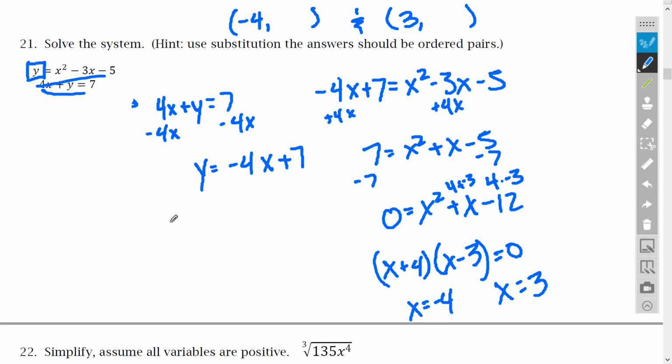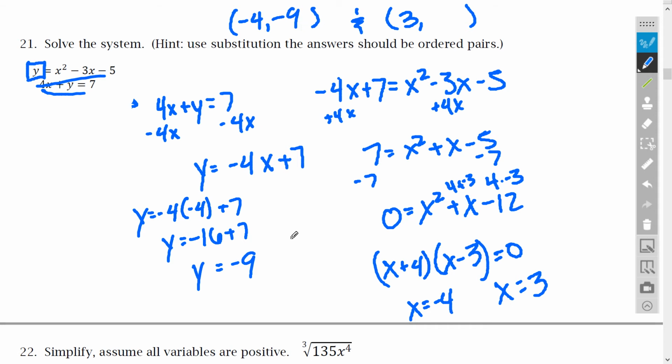So let me just plug my x coordinates into that and see what my y is. So I'll plug in negative 4 into x. So I get negative 16 plus 7. So that's negative 9. So the y coordinate for my first solution is negative 9. And I'll plug in 3 into that one as well. So negative 4 times 3 plus 7. So negative 12 plus 7. So that's negative 5. So this one is negative 5. So those are my two solutions to this system.